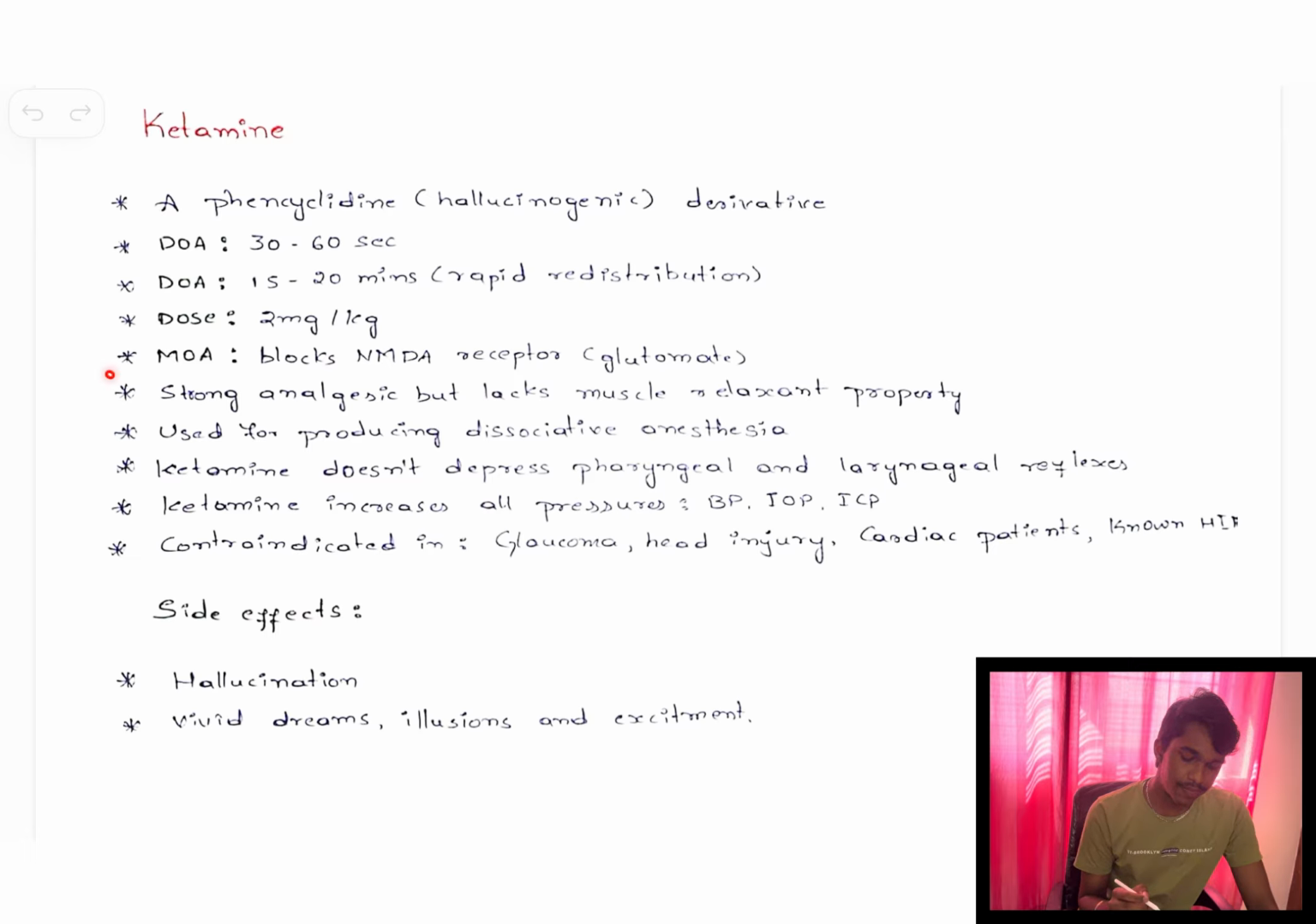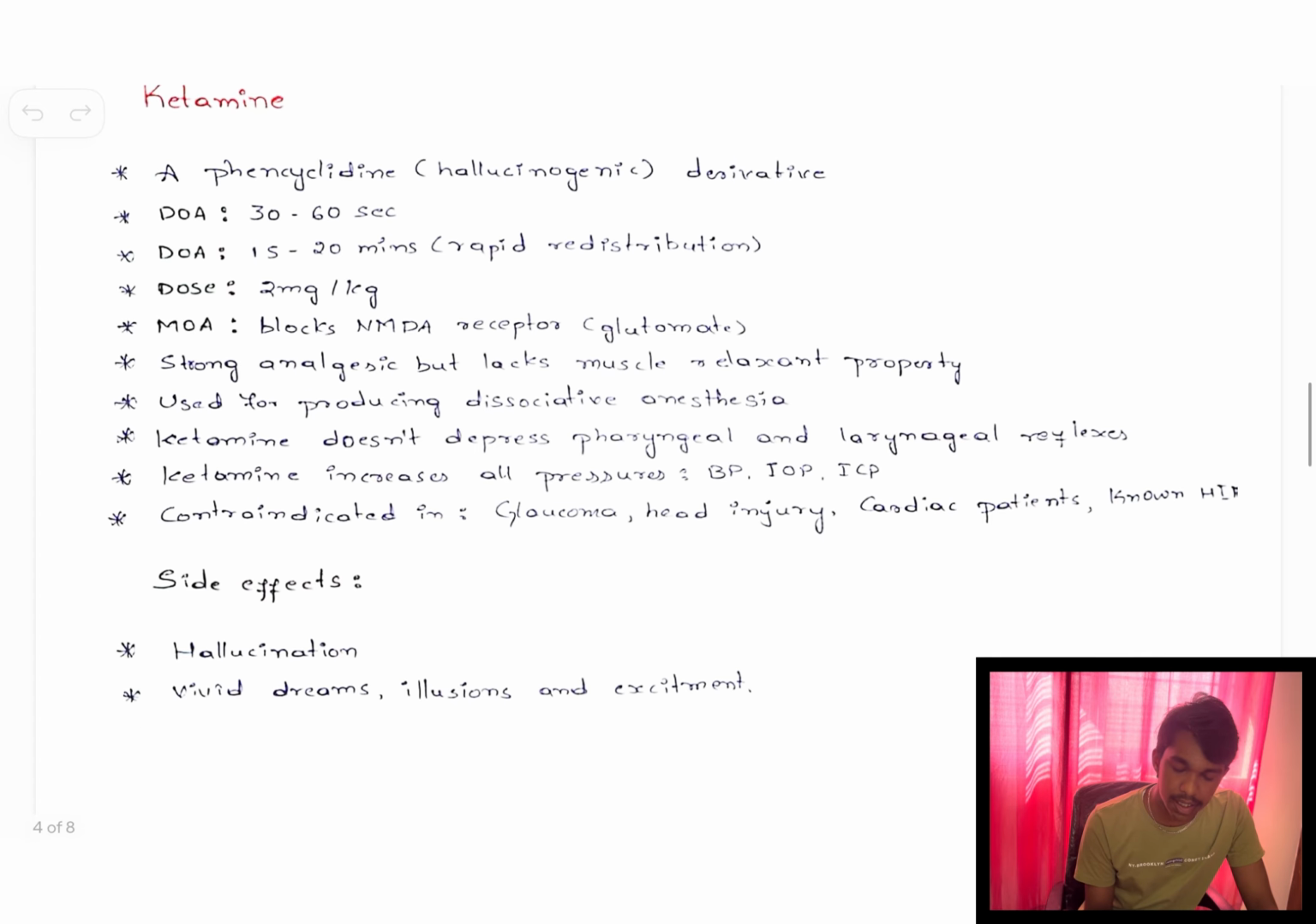The dose in thiopentone was 4 to 5 mg per kg; here it is only 2 mg per kg. Mechanism of action: it blocks glutamate mediated channels or receptors, that is NMDA receptors. It has a strong analgesic effect but lacks muscle relaxant property, which is majorly needed in balanced anesthesia. Used as dissociative anesthesia. It is only used for maintenance, not for induction, as it does not possess muscle relaxant property.